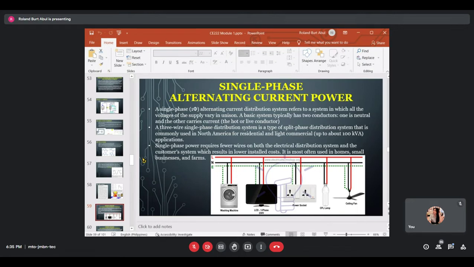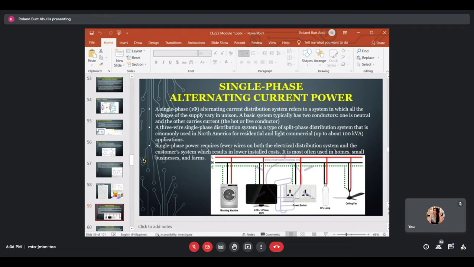In the Philippines, it's one ground, then one line. I mean, one live. In Cagayan de Oro, our connection is line to line, so it has two live wires. In some cases, like in North America, they use a 3-wire single-phase distribution system. It is commonly used in residential and light commercial buildings for applications up to 100 kVA.